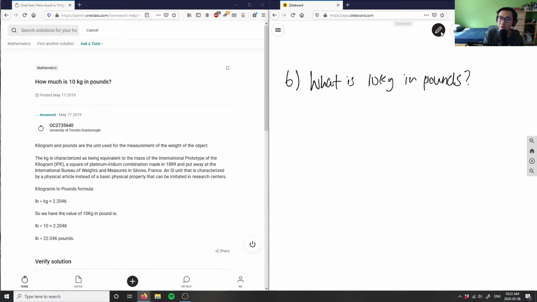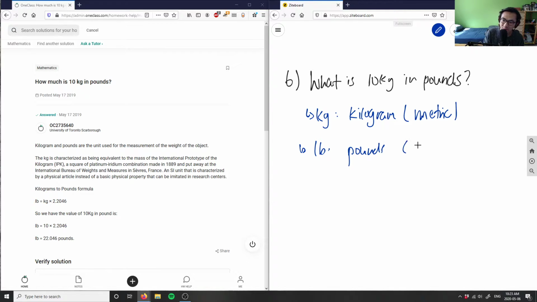And I'll give you a hint here. We're working here. kg here is kilogram, and this is part of the metric system. Whereas pounds here, or lb here, is in the imperial system. So we need a relationship between these two systems here because we're working in different systems.